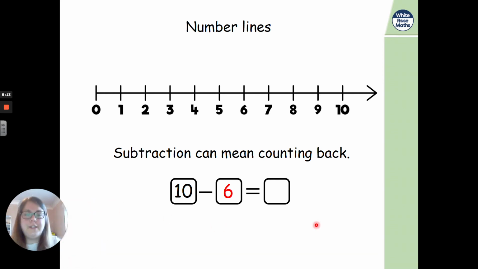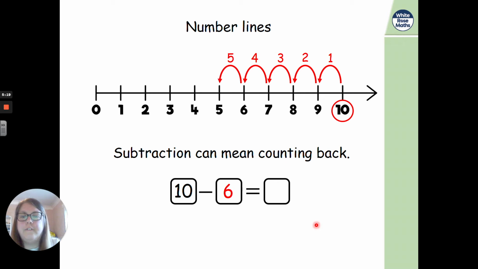Right, so 10 take away 6. Let's have a look. So 10, and we're going to go 1, 2, 3, 4, 5, 6. And it does, it lands on 4. So Miss Creaser's second attempt was right, because remember, we don't start counting on this number, we count as we go. So well done if you managed to do that.